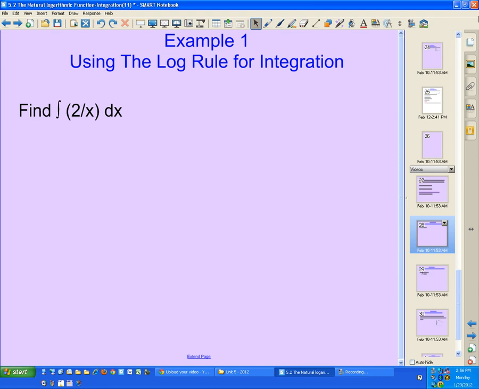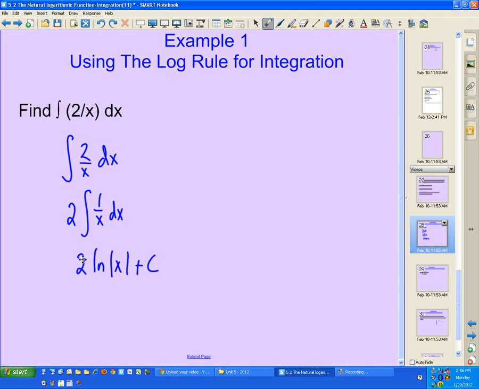So here's our first example, and they're asking us to integrate 2 over x dx. Well, remember that this is a constant multiple of the 2, so I could write this as 2 times the integral of 1 over x dx. And so when I integrate this, I get 2 times the natural log of the absolute value of x plus c. But then remember that this is really the power on x, so I can lose the absolute values because it's squared and it'll always be positive. And so we end up with something that looks like that for our answer.